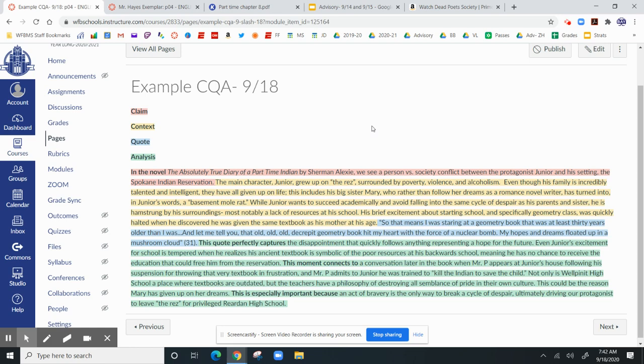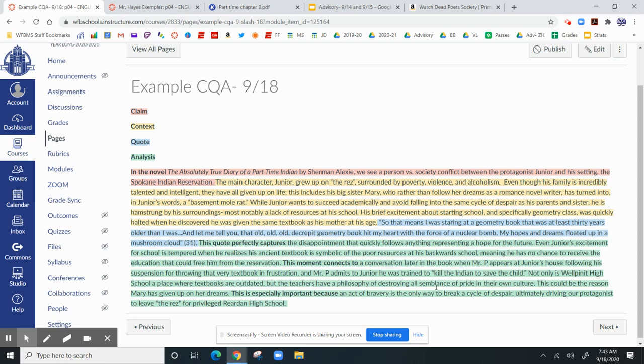"Even Junior's excitement for school is tempered when he realizes his ancient textbook is symbolic of the poor resources at his backward school, meaning he has no chance to receive the education that could free him from the reservation." Basically, I'm describing the aha moment, describing the person versus society conflict brewing to the surface and why it's important. Now I'm going to make a connection. "This moment connects to a conversation later in the book when Mr. P appears at Junior's house following his suspension for throwing that very textbook in frustration. And Mr. P admits to Junior he was trained to kill the Indian to save the child."